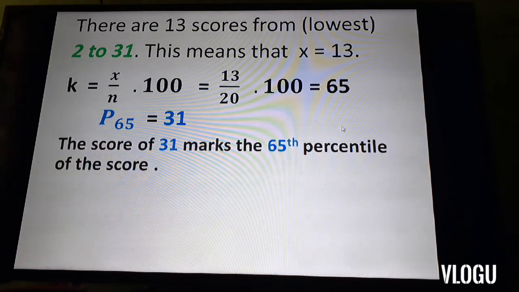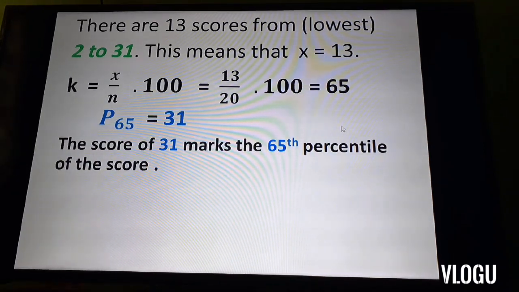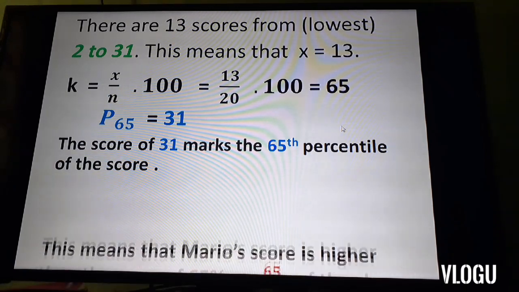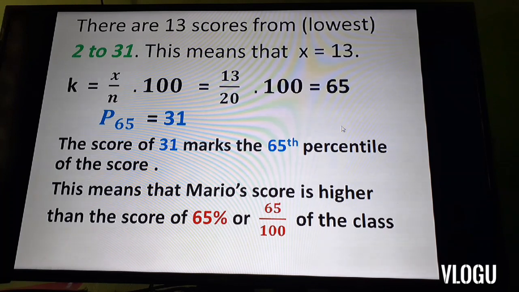Tingnan natin. Anong representasyon? Ayan po. The score of 31 marks the 65th percentile of the score. At ang ibig sabihin nun, that Mario's score is higher than the score of 65% of the class. Ibig sabihin nun, si Mario ay nakakuha ng score compared to the other students, which is 65% of the class.